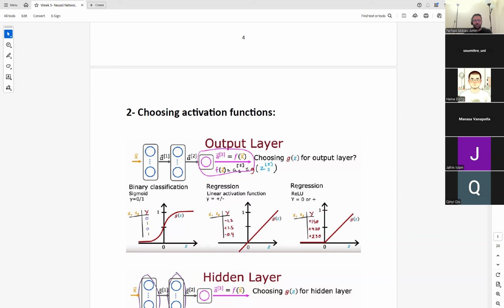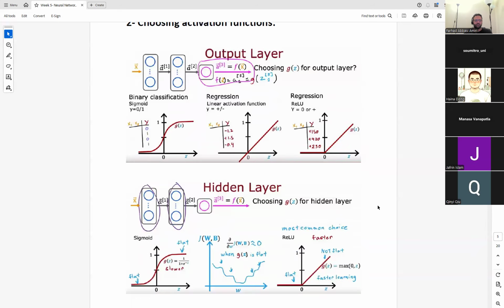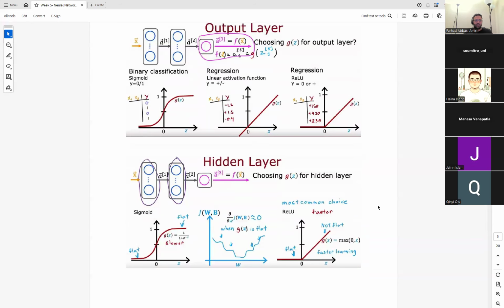When you are working on a regression application, but the target is 0 or a positive value, like the price of the house, there is no negative value as an output Y. It's 0 or more than 0. Then you should use ReLU as an activation function. But there's advice that for all the hidden layers, it's better to use ReLU.